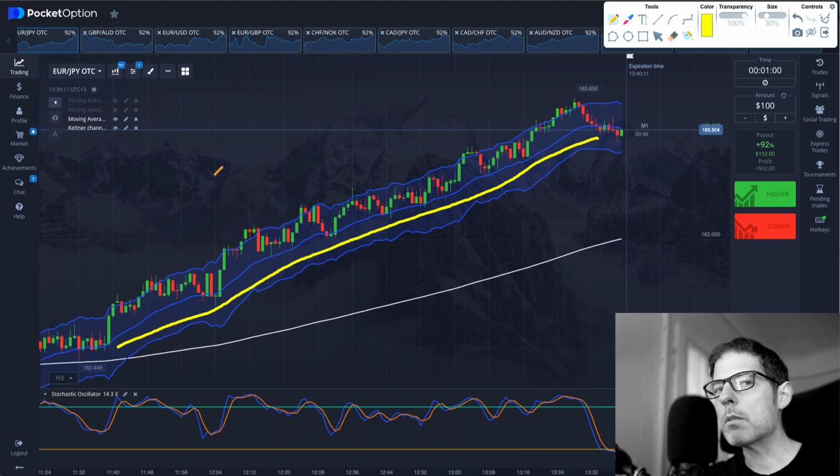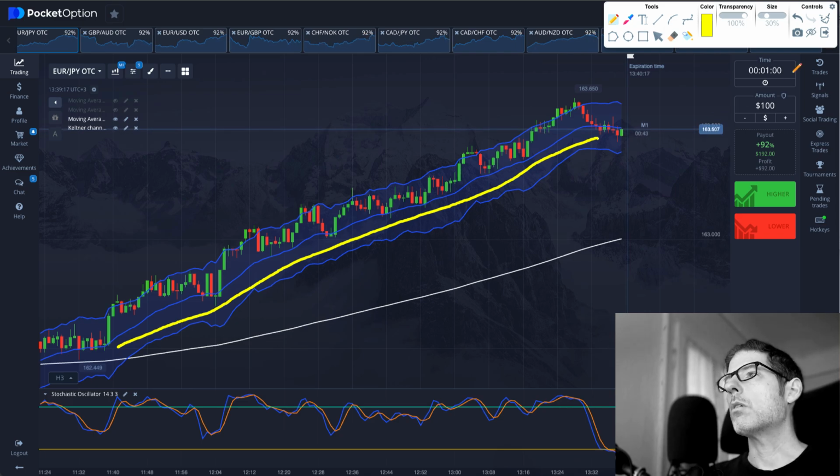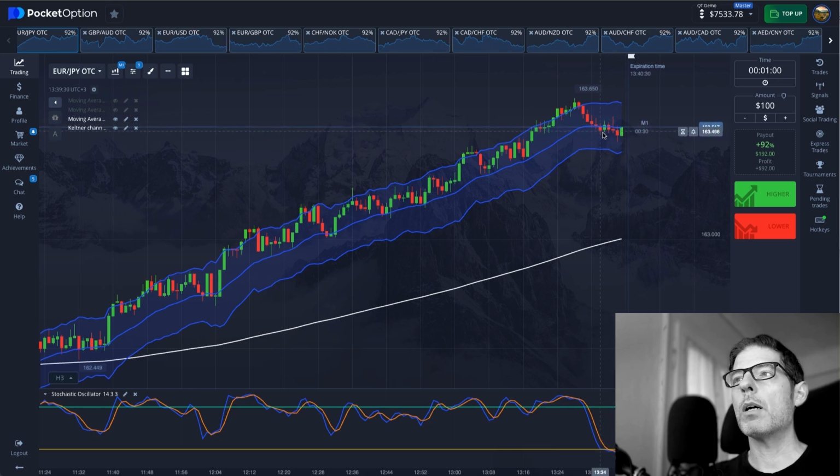So everything's moving. It's not as fast as a 5-second chart, but things are still moving very quickly. Let me go ahead and clear this off. It looks to me like things could be changing for this specific chart here, although it could still return and go back up.